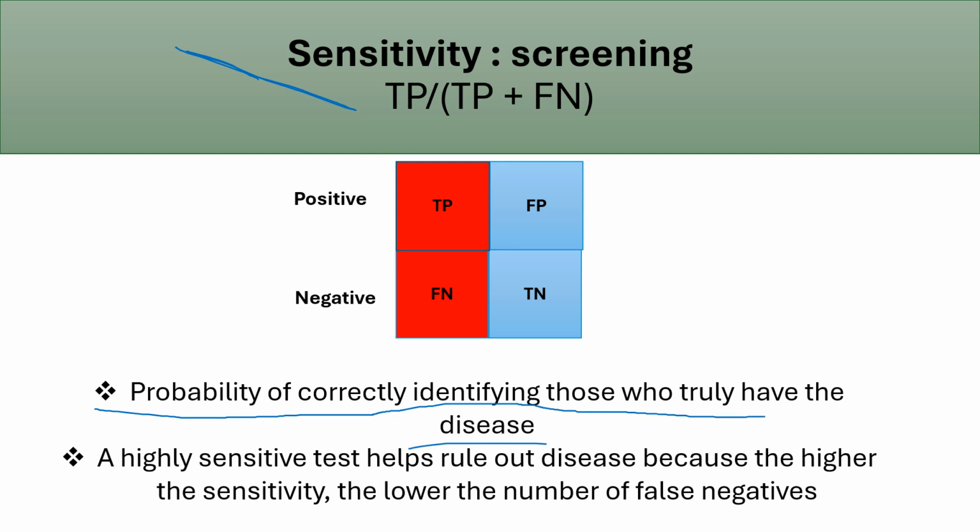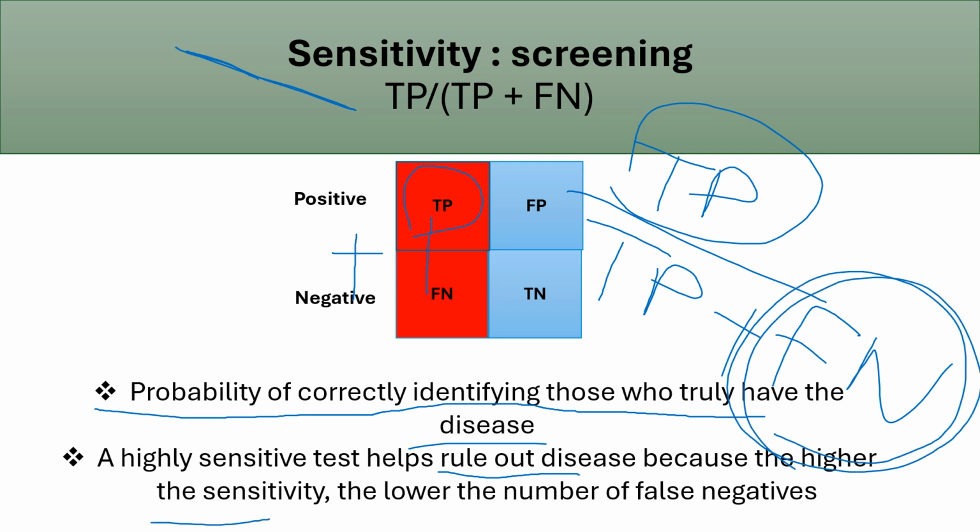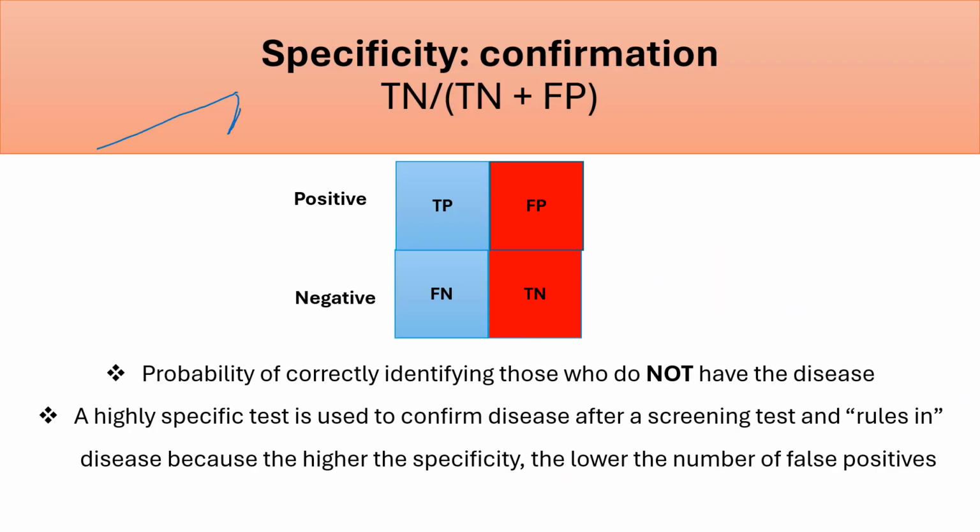So how to calculate sensitivity again? True positive divided by true positive plus false negative. So a highly sensitive test helps rule out disease, because the higher the sensitivity, the lower the number of false negatives.